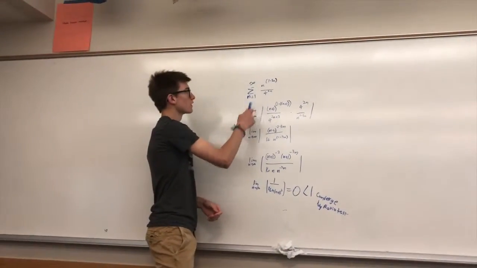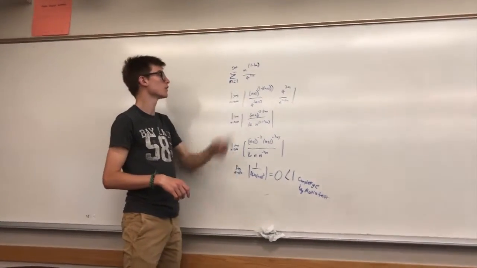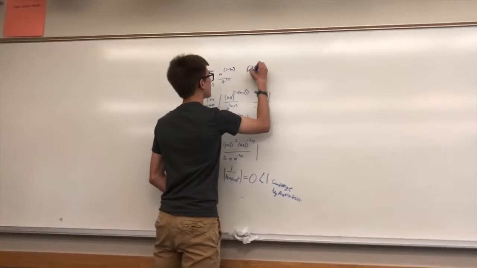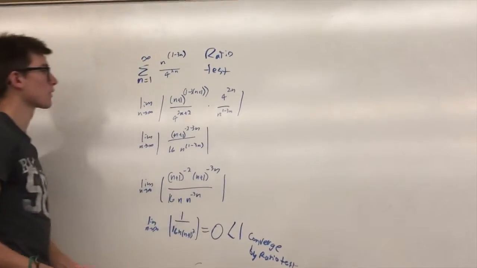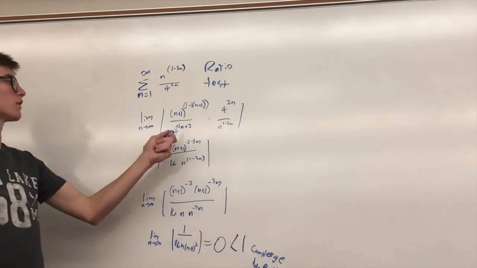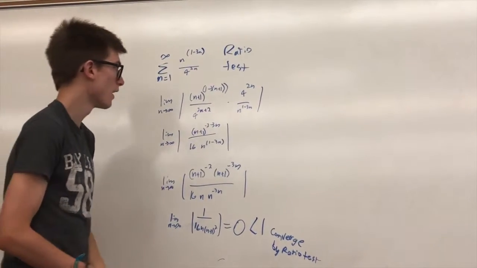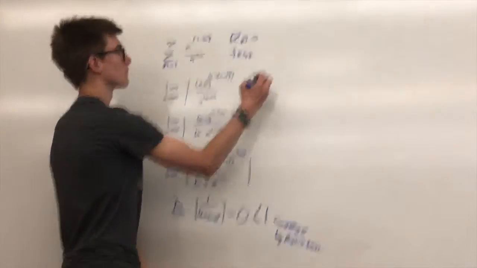For this series, n to the 1 minus 3n over 4 to the 2n is going to be very difficult. We're going to be using the ratio test. And basically what we're going to do is we're going to take a to the n plus 1 over a to the n. And so that's going to leave us with this equation.